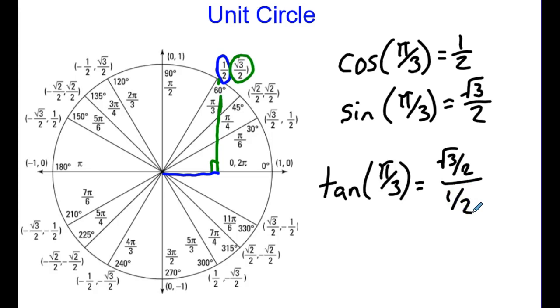Well, if I'm dividing by a fraction, I can take that and multiply it by the reciprocal. So essentially I have radical 3 over 2 times 2 over 1. Everything cancels out here. So we're just left with radical 3. So using some creativity, understanding the relationship between tangent, sine, and cosine, we know tangent is equal to sine over cosine. The tangent of pi over 3 is equal to radical 3.